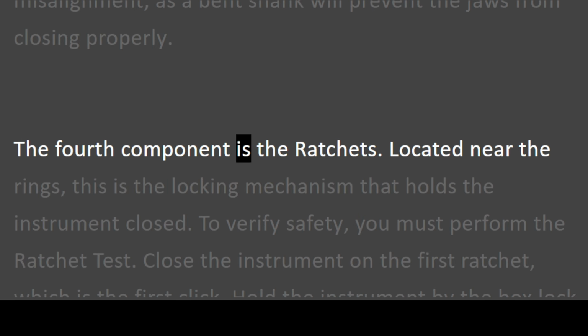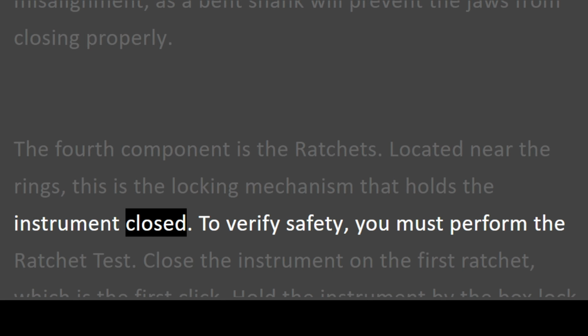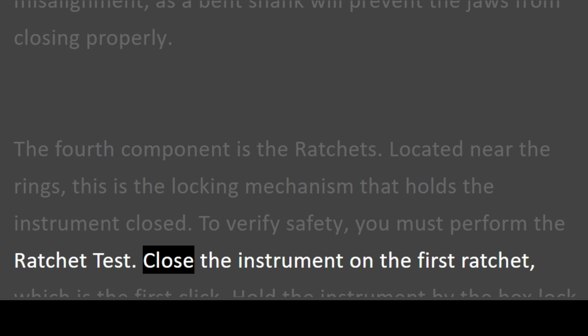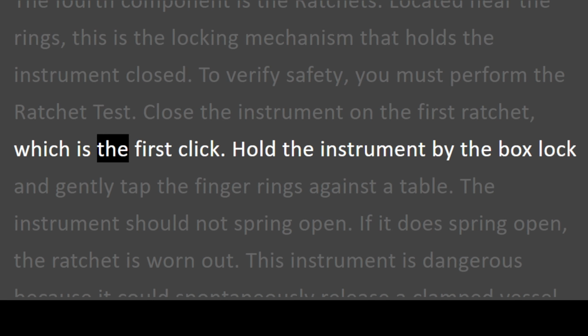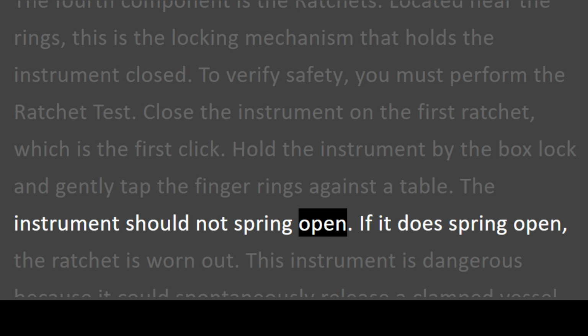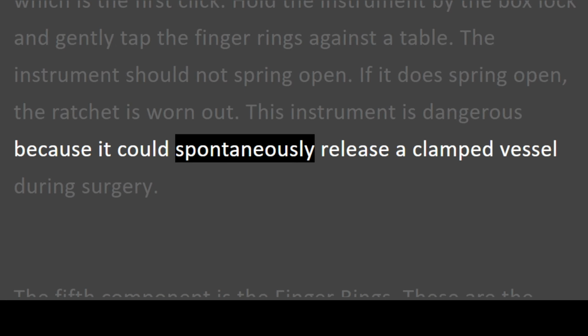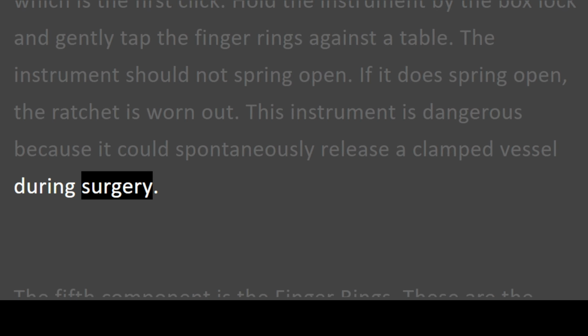The fourth component is the ratchets. Located near the rings, this is the locking mechanism that holds the instrument closed. To verify safety, you must perform the ratchet test. Close the instrument on the first ratchet, which is the first click. Hold the instrument by the box lock and gently tap the finger rings against a table. The instrument should not spring open. If it does spring open, the ratchet is worn out. This instrument is dangerous because it could spontaneously release a clamped vessel during surgery.